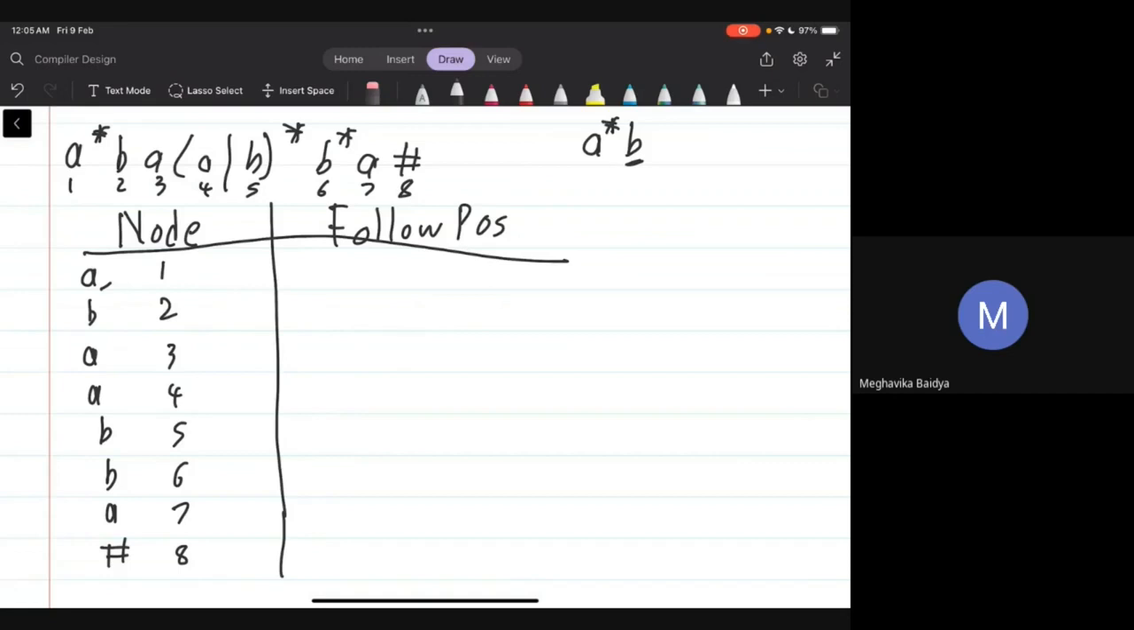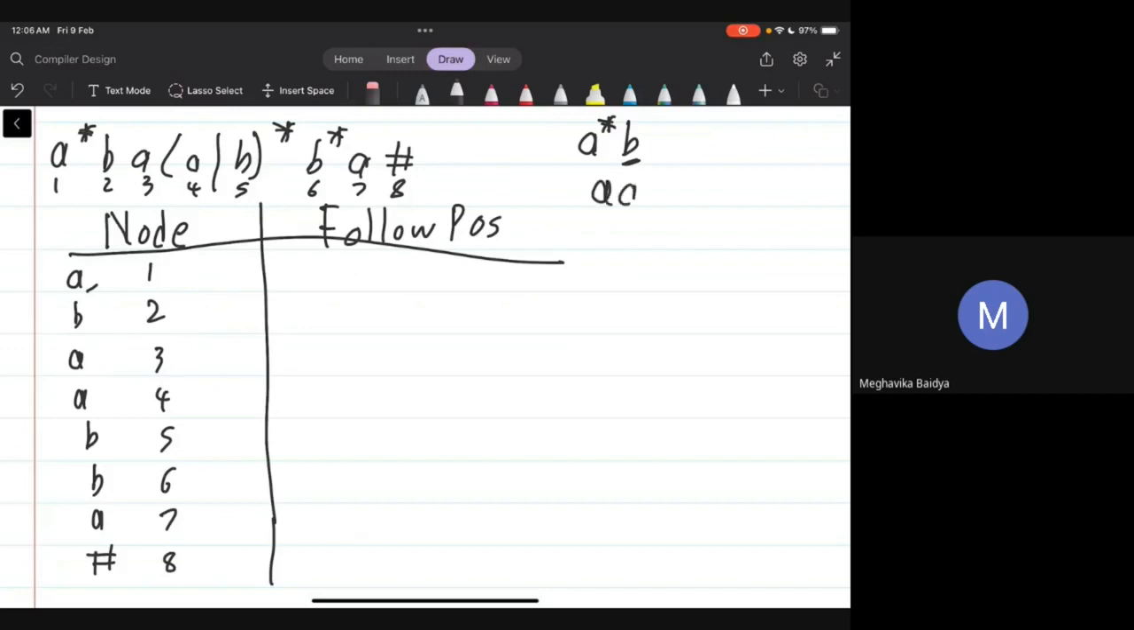So I'm saying, let's take a star b, because after a star, there's only b. There's no star or anything with b, right? So what does that mean? Which means that a can be followed by a, or a can be followed by b. So how will you do it? That means follow pos for 1 will be itself, it can be followed by itself, or it can be followed by the next one, which is 2.